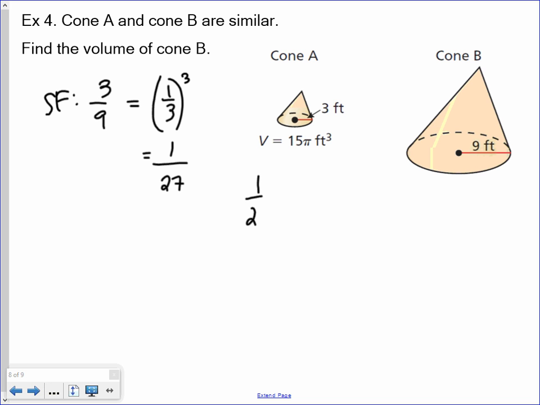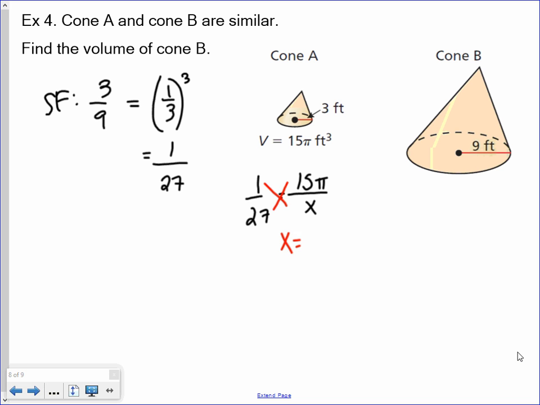So then in 1 over 27, I worked small over big, so then I have to work small over big for the volumes. I don't know the volume of the big one. If I put the x in the wrong spot, then you end up with an answer smaller than 15 pi, which would not make sense. X times 1 is x. I'm going to leave this exact since they have the first volume exact.